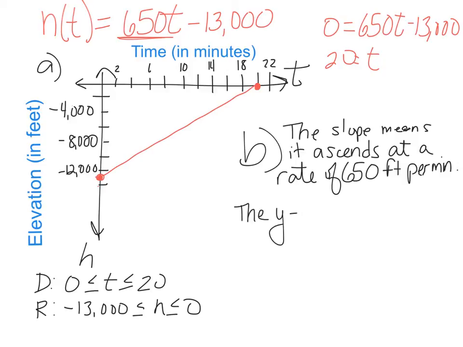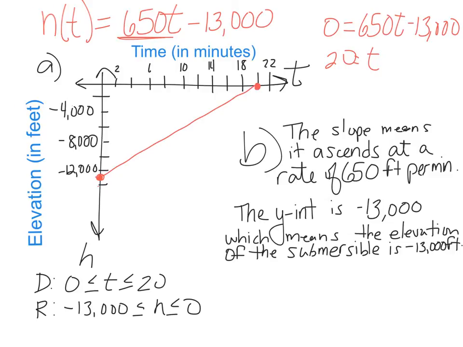Well, the y-intercept is what? It's 13,000 feet below, negative 13,000. So what does that mean? It means that negative 13,000 is the elevation of the submersible. The negative 13,000 feet means that's the elevation of the submersible.